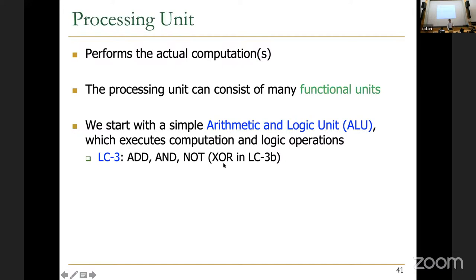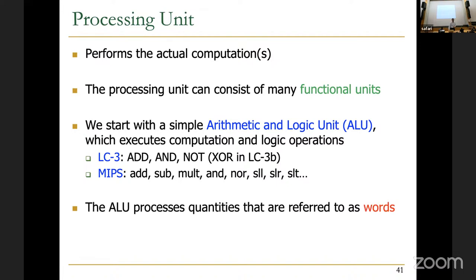In LC-3b, for example, you can say XOR. As I said, the Little Computer is a little computer. It doesn't have a huge number of instructions. Real instruction sets usually have more instructions, and this is just a subset of them. For example, you see multiply, shift logical left, shift logical right, set less than. We've seen some of these earlier, actually. A bunch of different instructions. So the processing unit does all of these. If you have a square root instruction, it does square root. If you have a floating point multiplication, it does floating point multiplication.